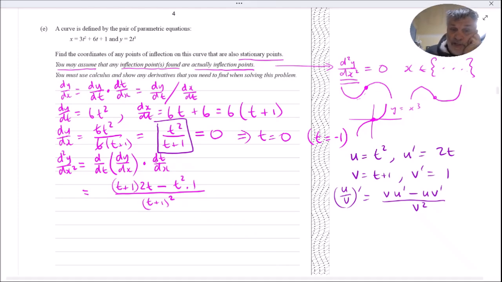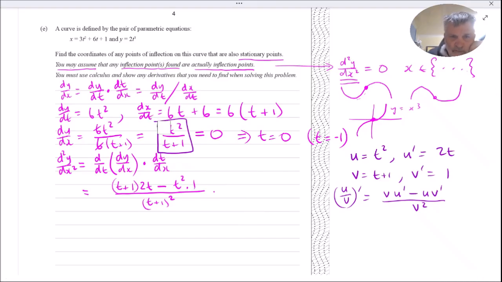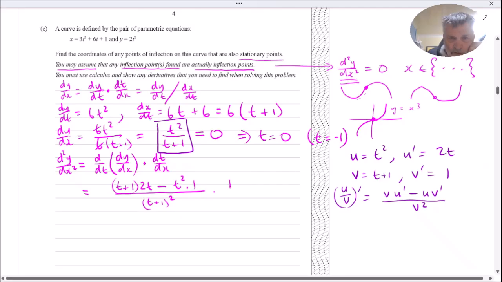Then we have to multiply by dt by dx. So dx by dt was this, so we've got to times 1 over 6 times t plus 1. No, that's the derivative. Oh yeah, sorry, misread what I've written, or where I've written it.